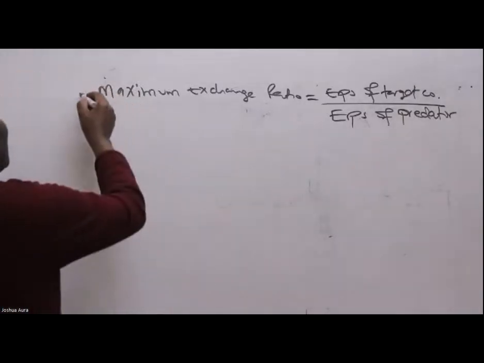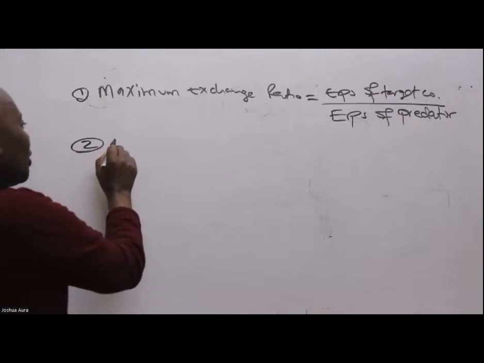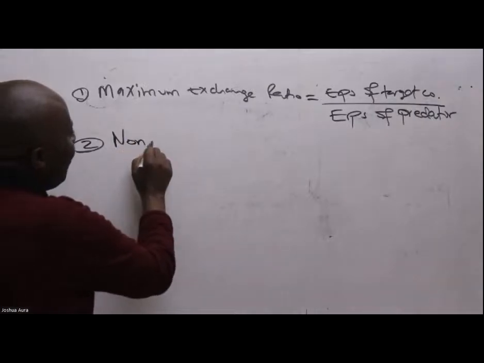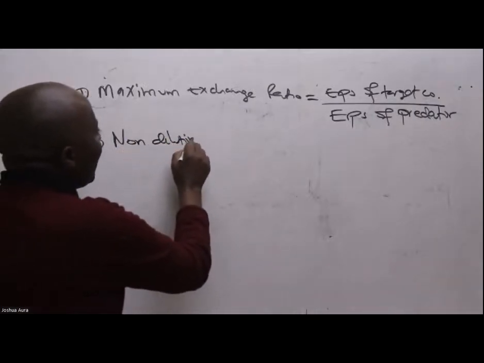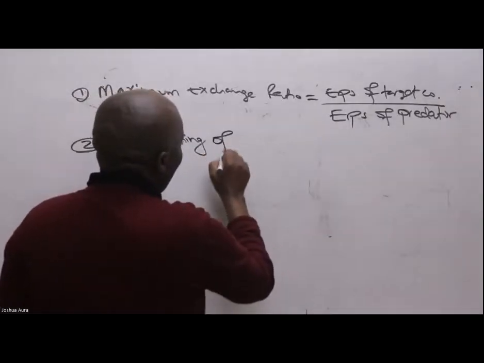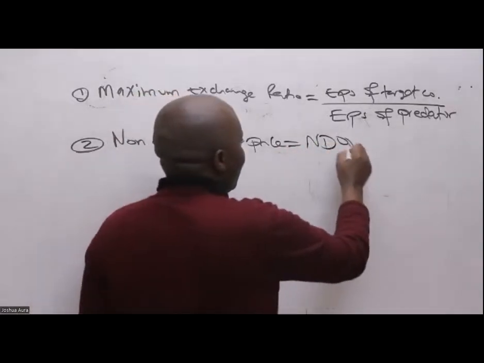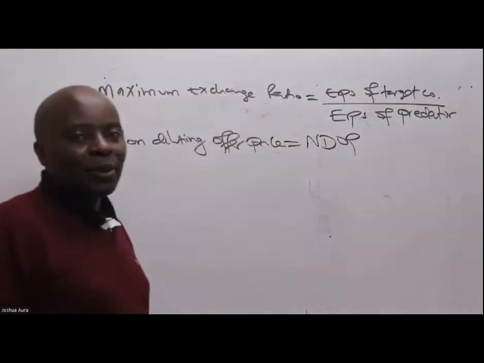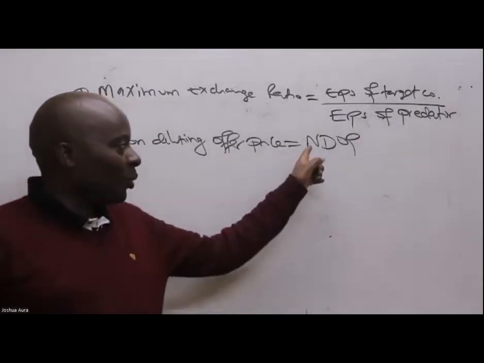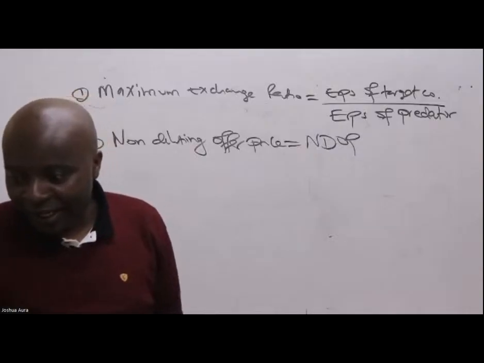Now, ladies and gentlemen, this is number one. I would want to see whether there is anybody who can remember the formula of getting the non-diluting offer price. This is what we call NDOP.